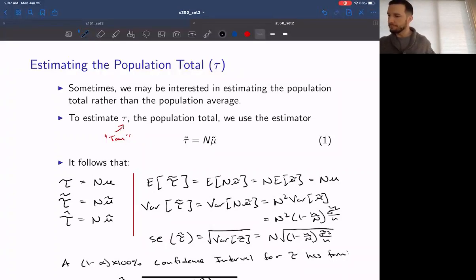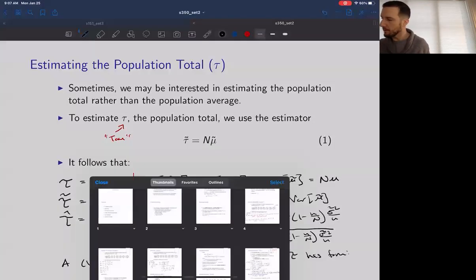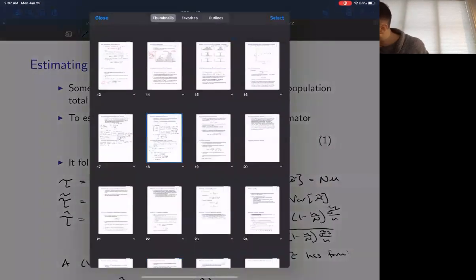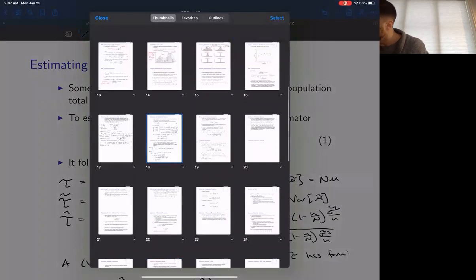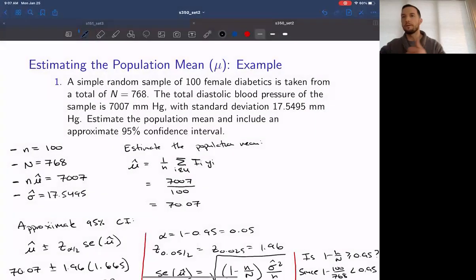All right, so last class we left off looking at, well, we finished the proof for the variance of mu tilde in the context of a simple random sample. And then we started to look at actual applications of those formulas. There were two parameters that we focused on Friday, which were mu and tau. Mu is the population mean and tau is the population total.